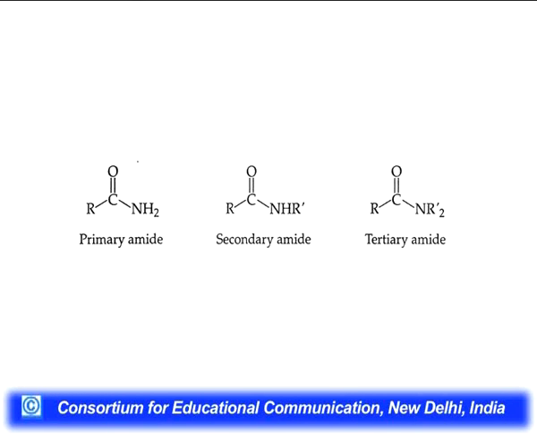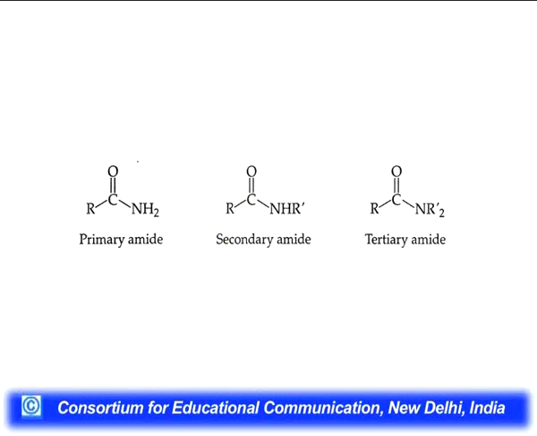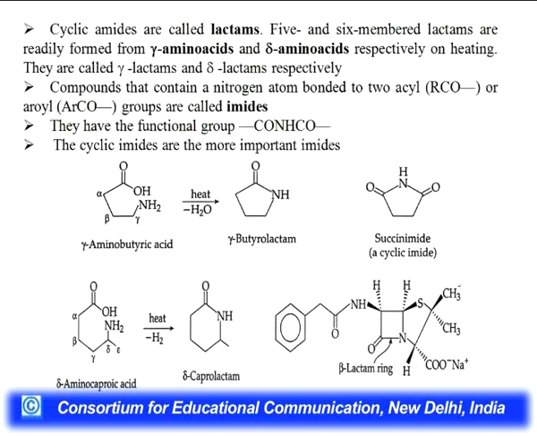Here are the structures of primary amide RCONH2, secondary amide RCONHR', where one hydrogen has been replaced by the R' group, and tertiary amide RCONR'2, where one more hydrogen is replaced by the R' group. Cyclic amides are called lactams. Five and six membered lactams are readily formed from gamma amino acids and delta amino acids on heating. They are called gamma lactams and delta lactams respectively.